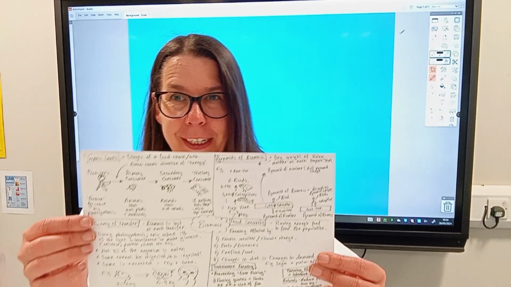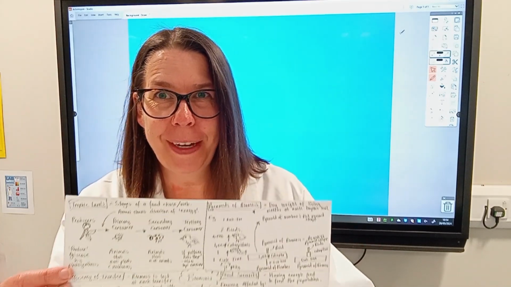Hello, my name's Mrs. Tyler, and we're here today to do some GCSE biology revision where we're going to do a knowledge organiser looking at biomass. Biomass is at the end of Unit 7 and triple GCSE, so if you're doing dual award, you don't need to do this bit. Today's knowledge organiser looks a bit like this.